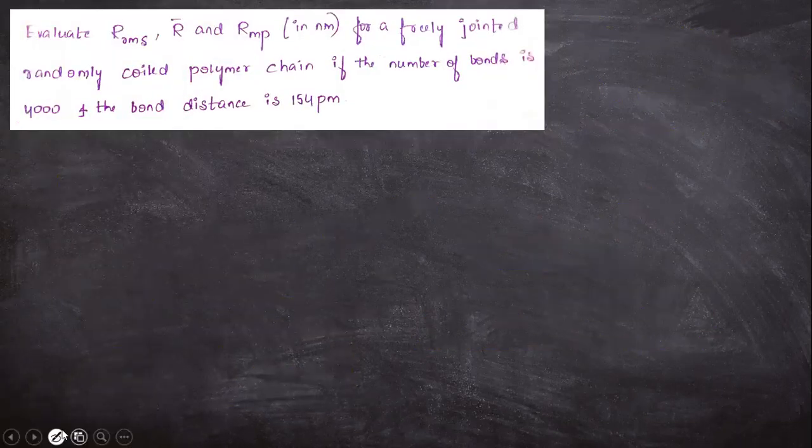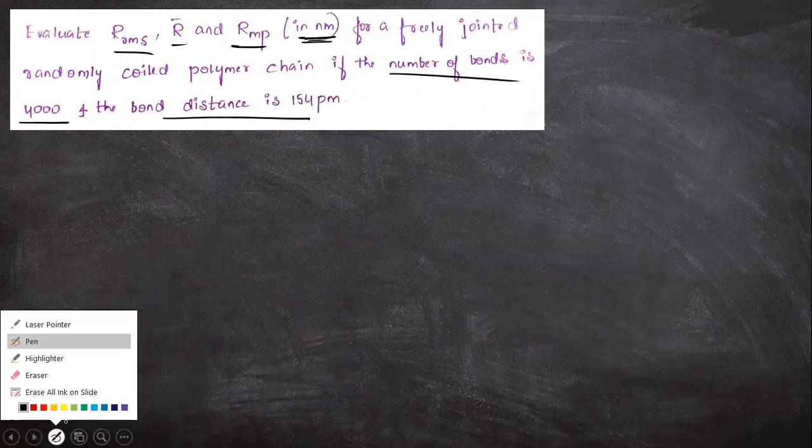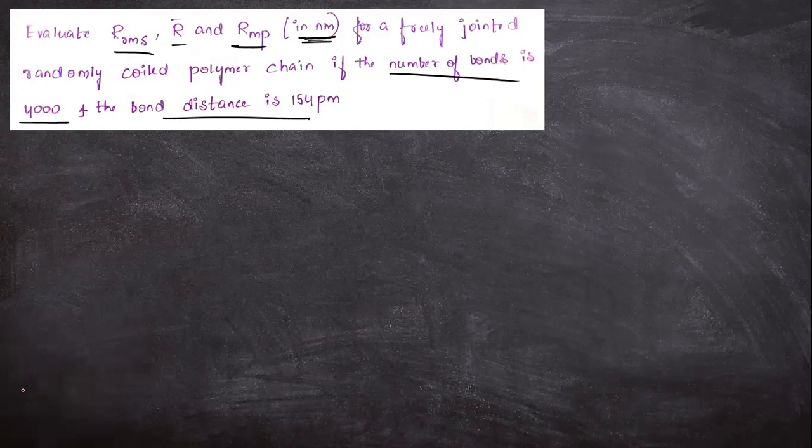Evaluate the root mean square. Okay, root mean square, so average radius, most probable radius or distance. The main thing is they have asked in nanometer for a freely jointed, randomly coiled polymer chain. If the number of bonds is 4000, and the bond distance is 154 picometer. If you remember the formula, then there is nothing difficult in this question to solve.